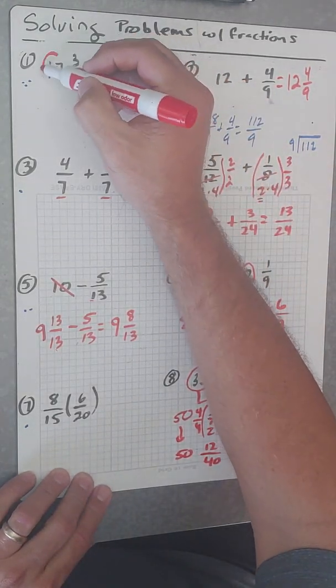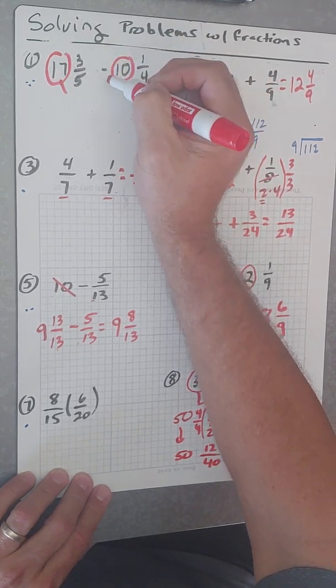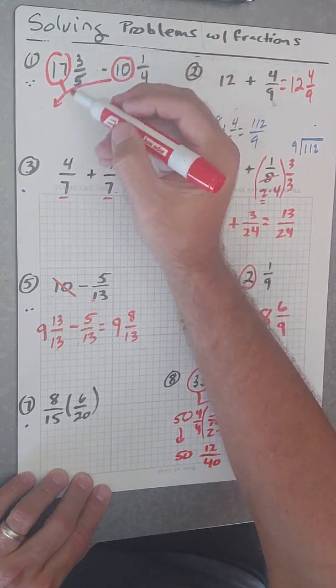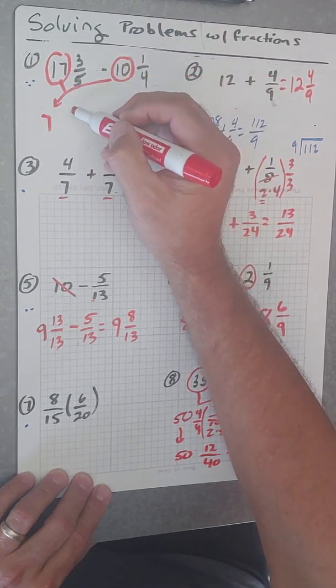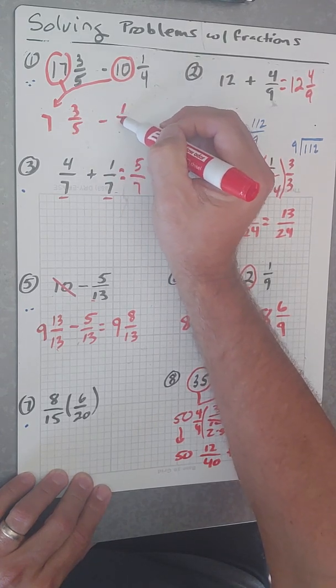Okay, last one up here shouldn't take too long because it's very similar to this one down here. So I'm going to do the same thing, handle my whole numbers. I am not going to do the improper fraction. As I've mentioned, I don't do that for addition and subtraction. So that's going to be 17 minus 10, which gives me 7. And then I have 3/5 minus 1/4.